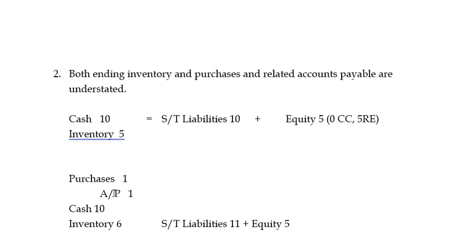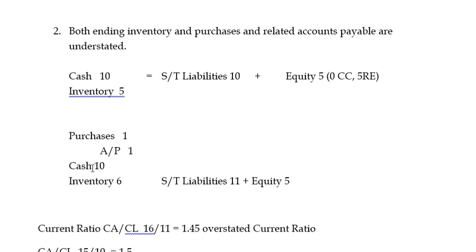They should have had this additional journal entry to them. And so since these are understated, they really should have been $10 of cash, $6 of inventory, and short-term liabilities. We also had that accounts payable. We need to add that in there. It'll be $11 of short-term liabilities, and equity would be $5 and remain the same.